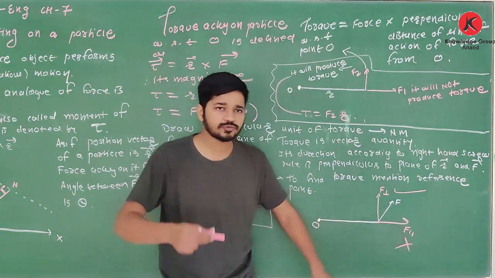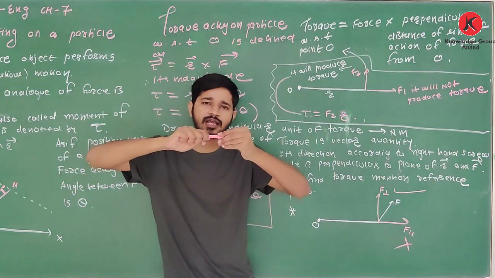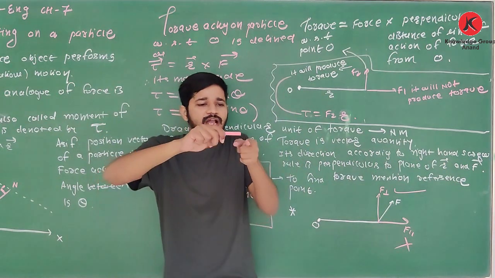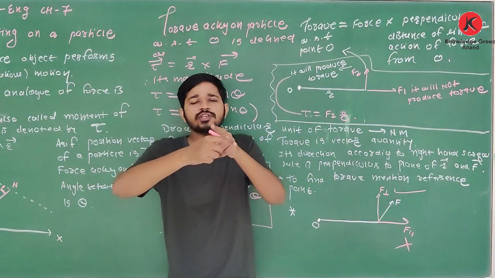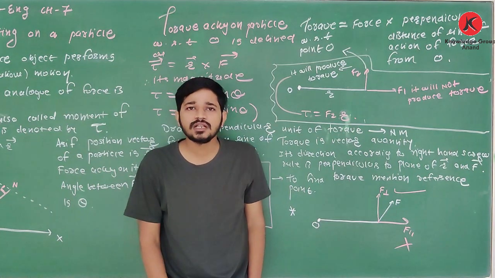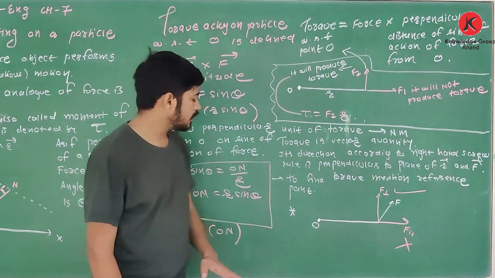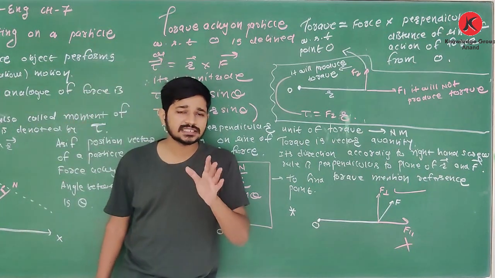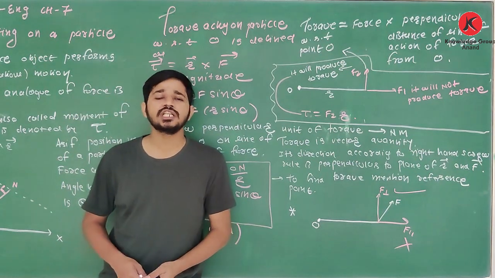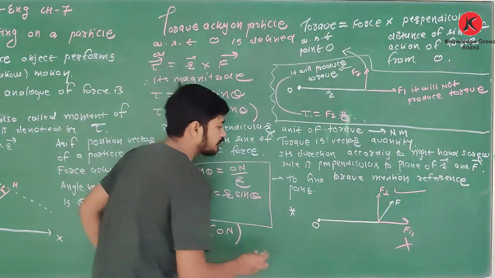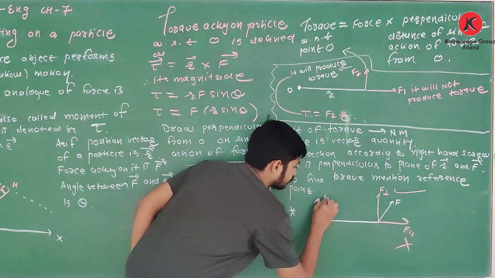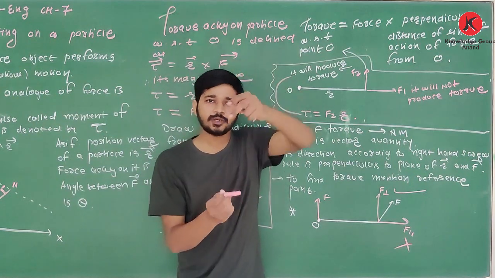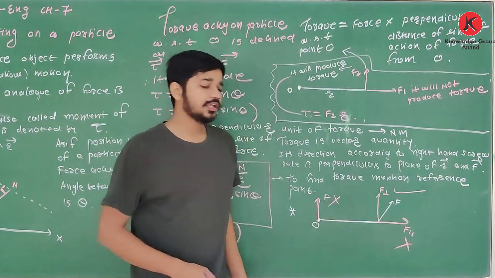Again, see, the body is fixed from this point. If I am applying force in this direction, will it perform any rotational motion? No, simple. But if I am applying force perpendicular to it like this, obviously it will perform rotational motion. Simple. Clear about this? So, for torque, force as well as perpendicular distance is required. Then and then it will perform rotational motion. If I am applying force at the fixed point, suppose F, it will not perform any rotational motion. It will not produce torque.